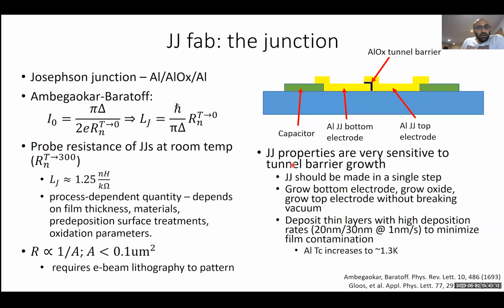For our process, for example, our bottom electrode is 20 nanometers thick, and our top electrode is 30 nanometers thick. I believe a 30 nanometer thick aluminum layer has a TC of around 1.25 Kelvin. The 20 nanometer thick film has a TC around 1.35 Kelvin. And so the average gap here, or the average TC, is around 1.3 Kelvin.